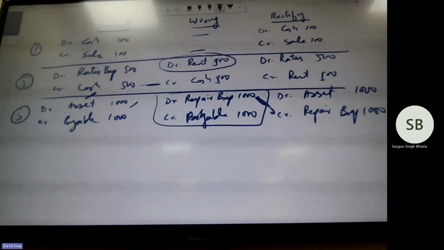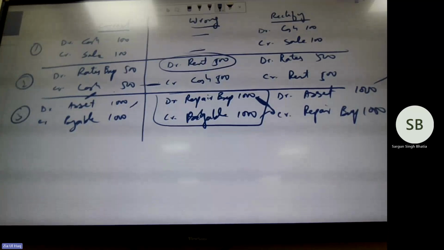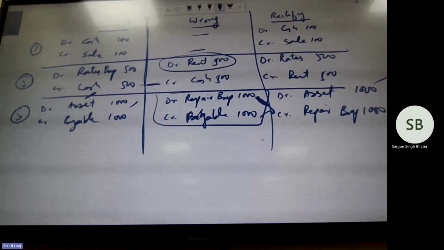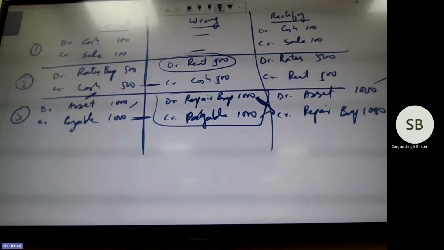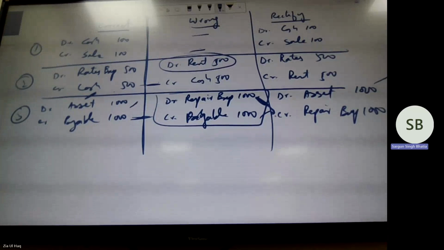What will be the correct effect? Asset debit and payable credit. This is our correct entry, but we have recorded this. So how can we rectify this? Whichever is written correct, we need to do nothing for it. But whatever is written wrong, we need to correct. Is that fine? Yes, sir.